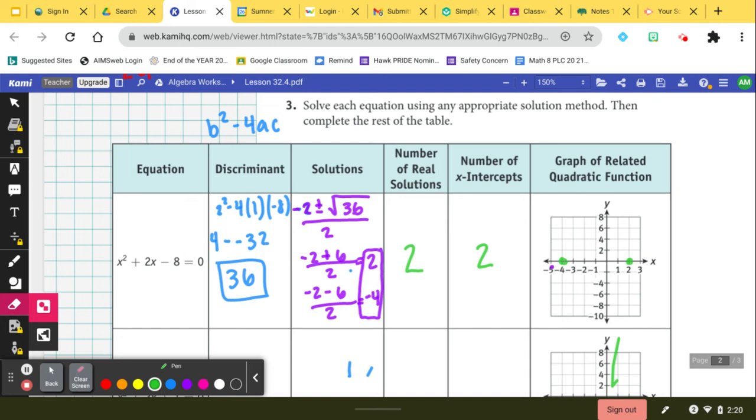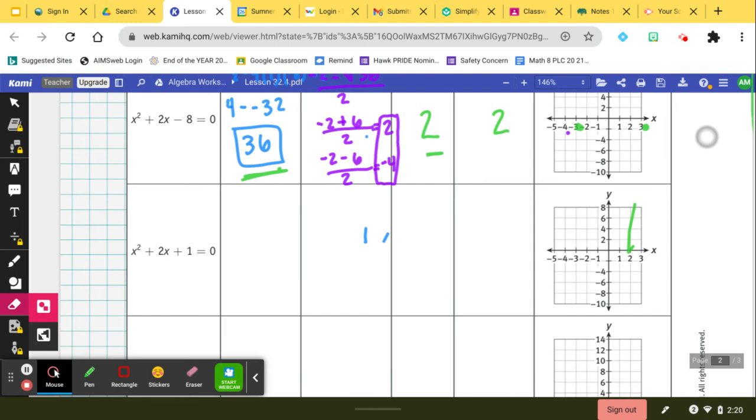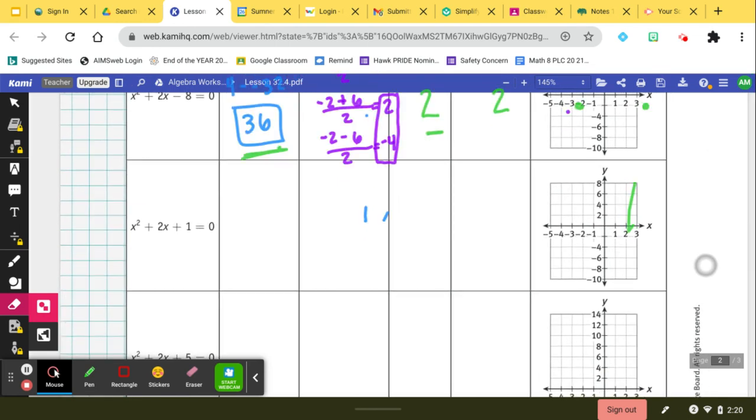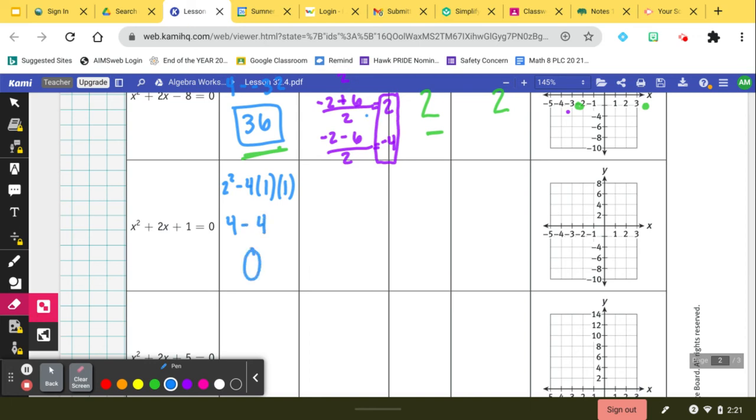Let's do another one. So now try to think of your pattern. I had a discriminant of 36, and I have two solutions. Let's see if our trend continues. Let's do the same thing down here. So first let's do my discriminant. So b squared, so 2 squared minus 4 times a times c. So we get 4 minus 4 times 1 is 4. So 4 minus 4. So our discriminant is 0.